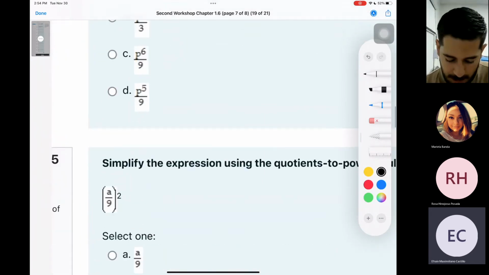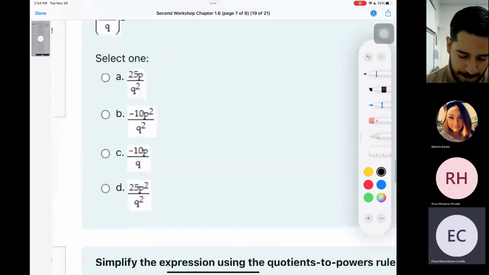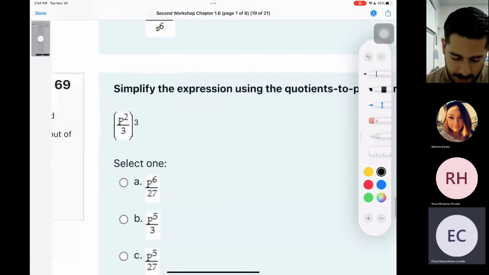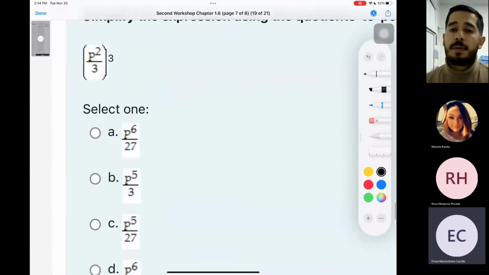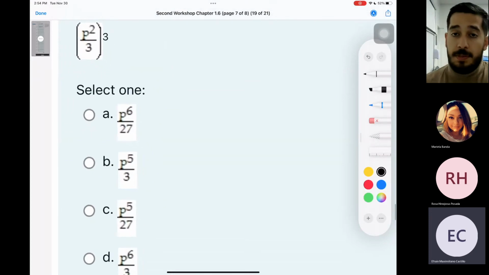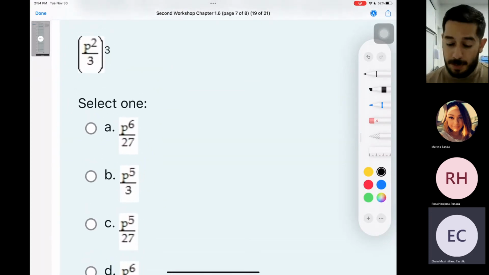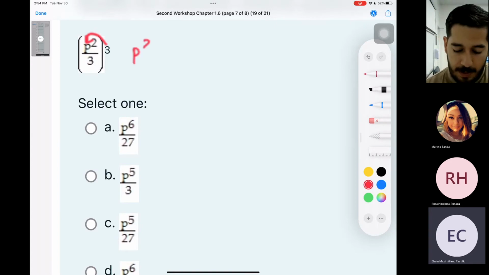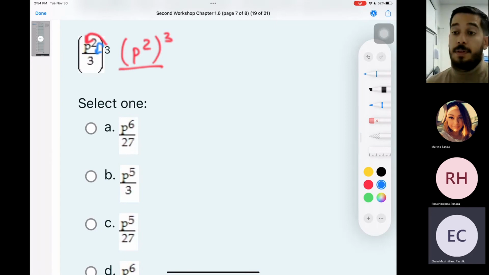Let me see if I can get something a little bit like this. p to the power of 2 divided by 3, and then I have an exponent of 3. That means this 3 goes to the p. I already have an exponent of 2. Give it an extra exponent, that's fine. And it's all divided by 3, giving that exponent to the 3 as well. The 3, I already have it there, and I'm giving it an extra exponent of 3.